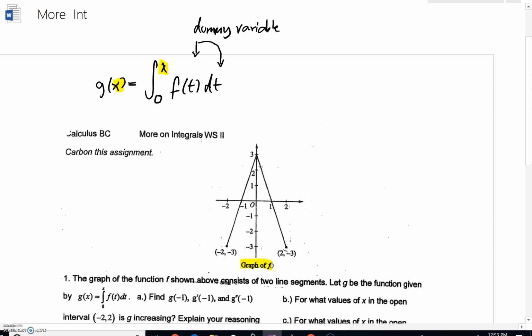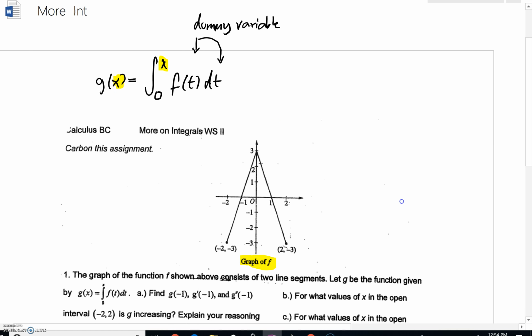Now the graph of f is depicted here. The graph of f, as we read at the bottom here, consists of two line segments. So let's find g of negative 1, g prime of negative 1, and g double prime of negative 1. Well, we'll get to that. We'll certainly work through that in just a moment.